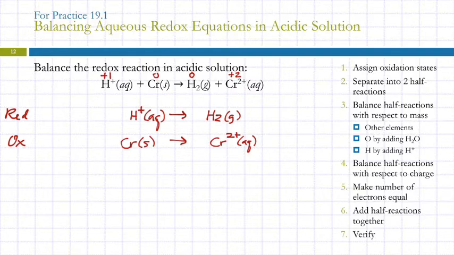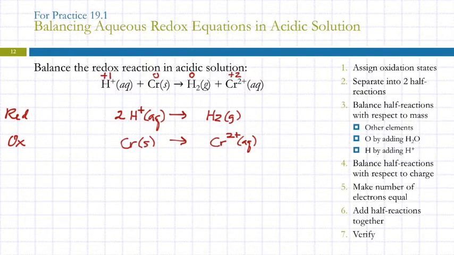Balance for mass. Is it balanced for mass? Well, the chromium one, the oxidation half reaction is, but this one isn't. Here I have one hydrogen and two hydrogens, and that can't happen. So I need two hydrogen ions on the left. So balance with respect to mass.